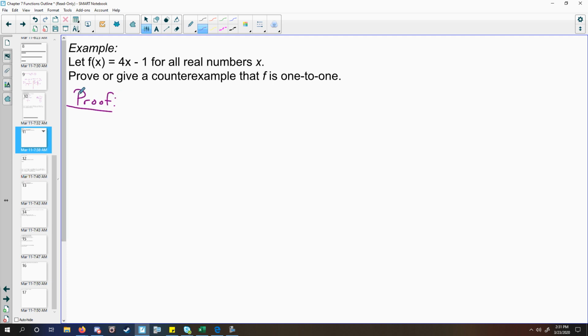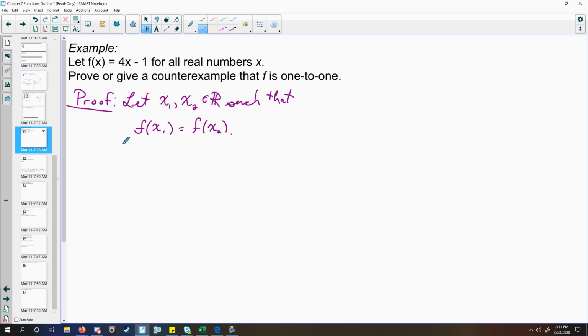Our proof starts by saying we've got two real numbers, let's call them x1 and x2. So let x1 and x2 be real numbers, as defined by the domain given to us, such that f of x1 is equal to f of x2. We've specifically chosen these so they have that special property. What we need to show to prove that this is one-to-one is that the only logical conclusion is that x1 and x2 must be the same value.